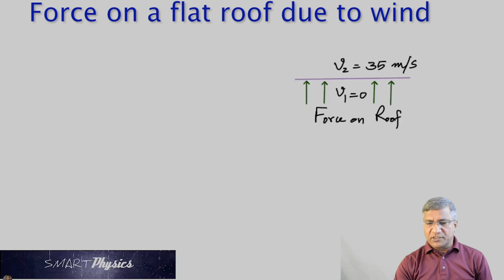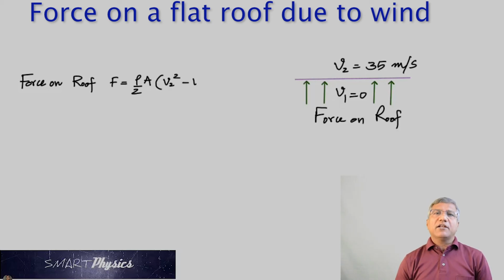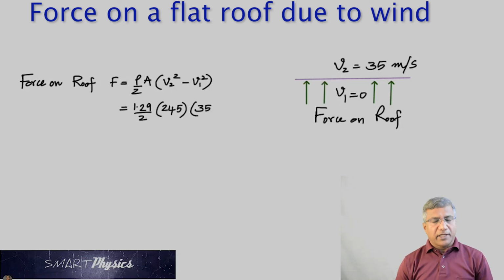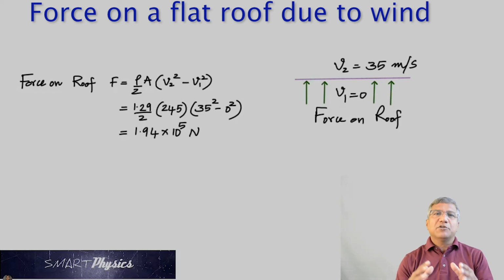Just the same formula as before, which we've been using. We can calculate the force on the roof using this formula. Again, rho A by 2 (V2 squared minus V1 squared). Rho is the density of air, again 1.29. And the area of the roof is assumed to be 245 here. The area of the roof is 245 meters squared. And we find the force on the roof to be 1.94 times 10 to the 5 newtons. That's a huge force.